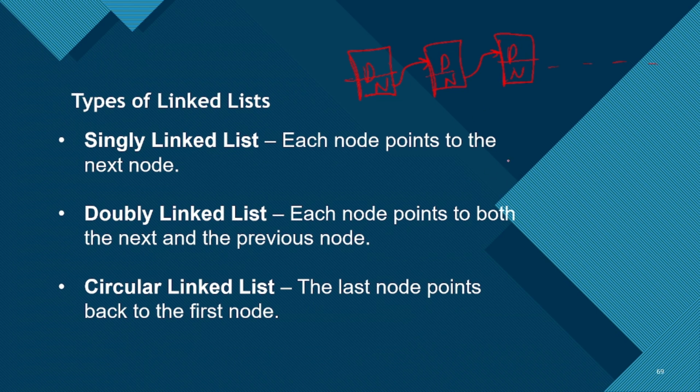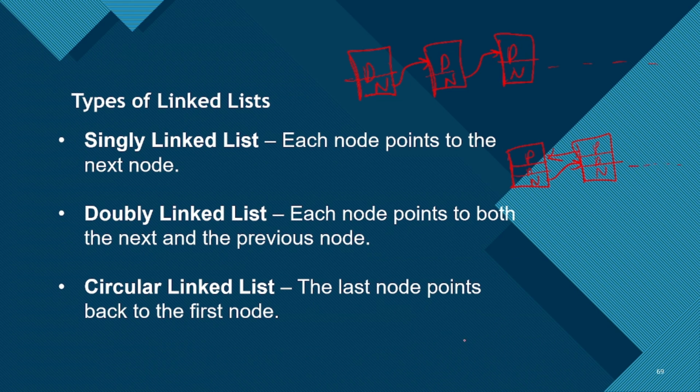The next one is the doubly linked list. Basically each node points to both the next and the previous node. It means it has three sections: first the previous, then data, and then next. Previous, data and next. So this node is connected to this address and this is also connected to this one, and it continues like that.